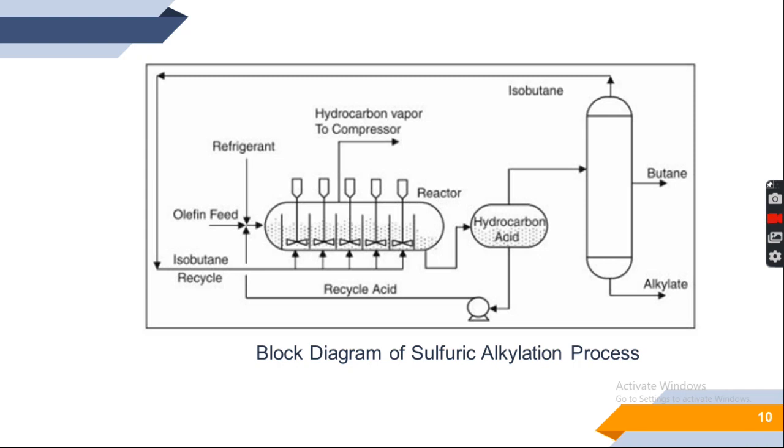whereas after the process has taken place, the acid is recovered and recycled back into the reactor, whereas the heavier hydrocarbons formed are sent to the fractionating section where they are separated into the various components, that is butane, alkylate. The isobutane recovered is also recycled back to the reactor so as to make sure that we have the most efficiency possible.